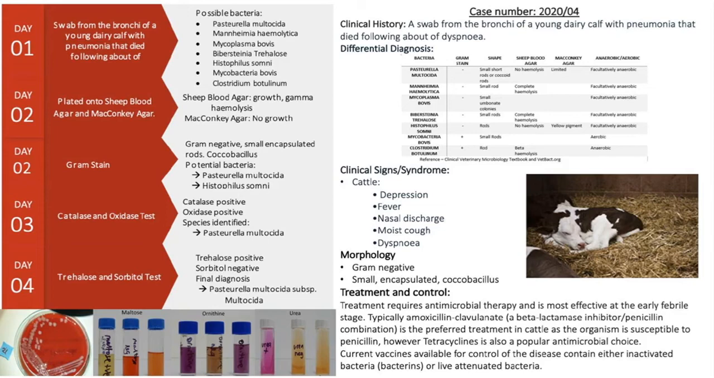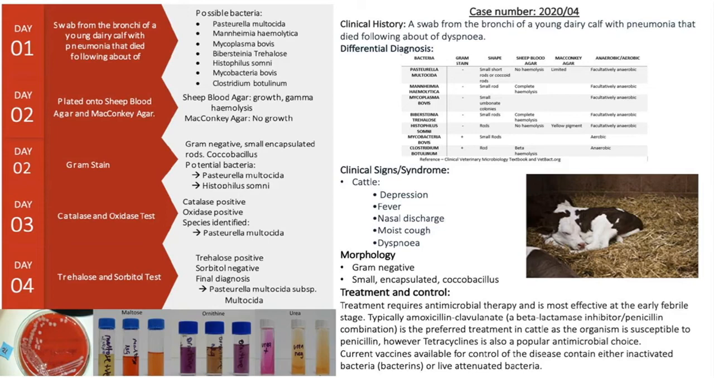The morphology of our unknown organism was gram-negative, small, encapsulated, and coccobacillus in shape. To determine our unknown organism that caused a young dairy calf to die from pneumonia, we first came up with a potential list of bacteria. From here, the unknown organism was plated onto sheep blood agar and MacConkey agar. Sheep blood agar came back with growth, and so we concluded that it was gamma hemolysis. However, MacConkey agar had no growth.